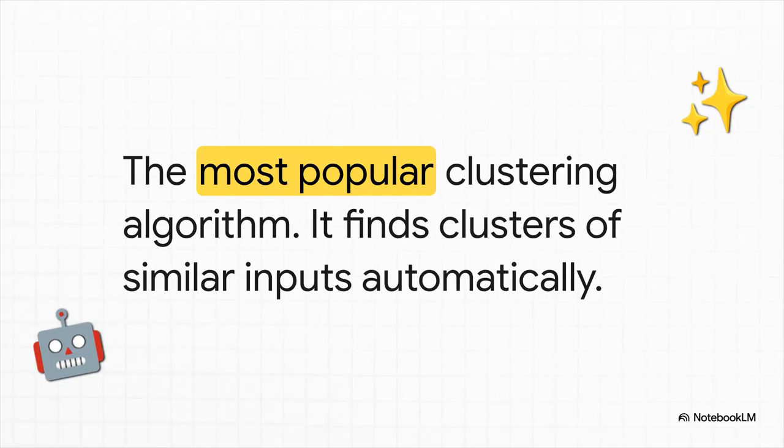Okay, so k-means is by far the most popular clustering algorithm out there. Think of it like a librarian who has a giant, messy pile of untagged books. The librarian decides, I want to sort these onto 5 shelves. That number 5, that's their k. The whole goal is to arrange the books so that every shelf has books that are as similar to each other as possible. That is exactly what k-means does, but with data points.